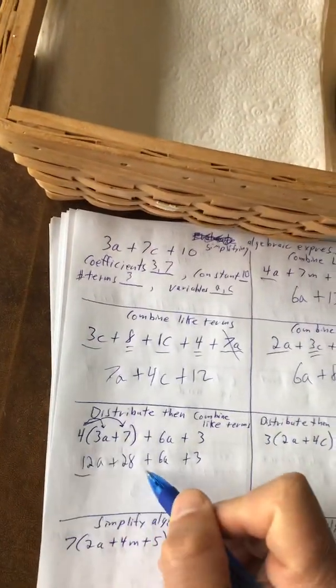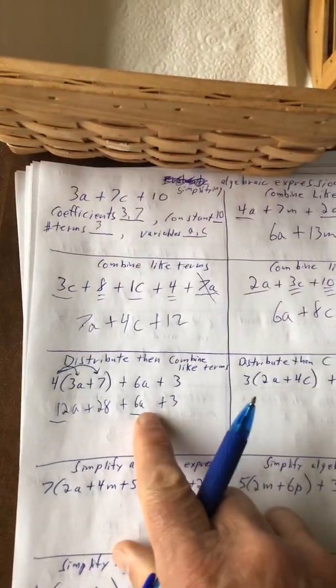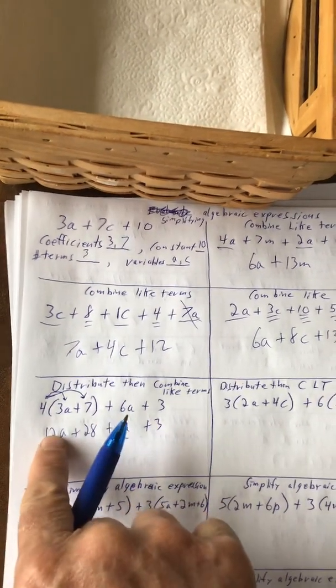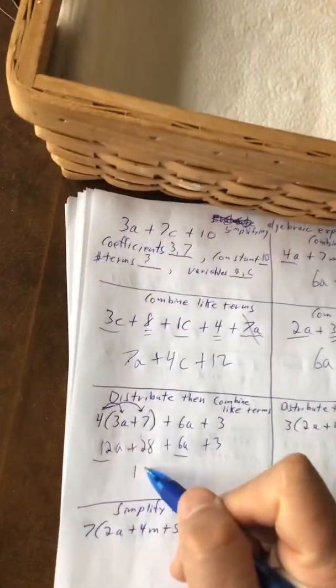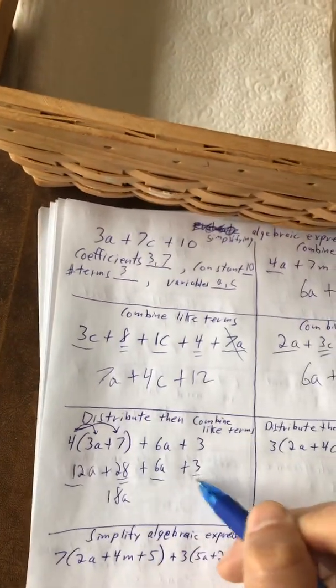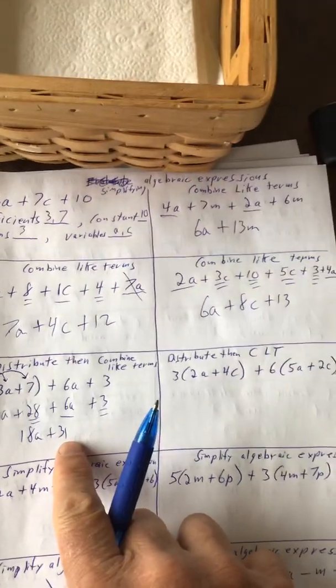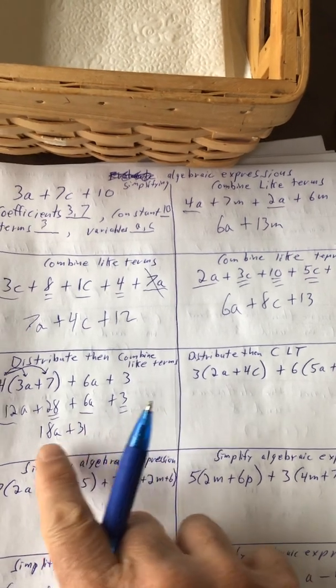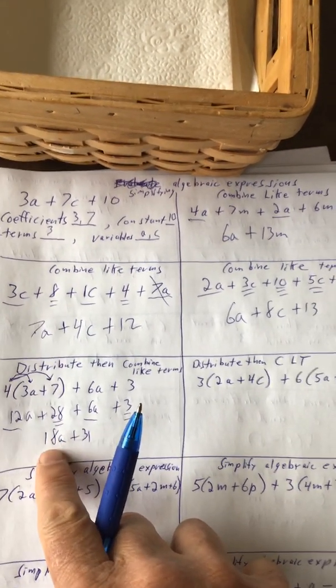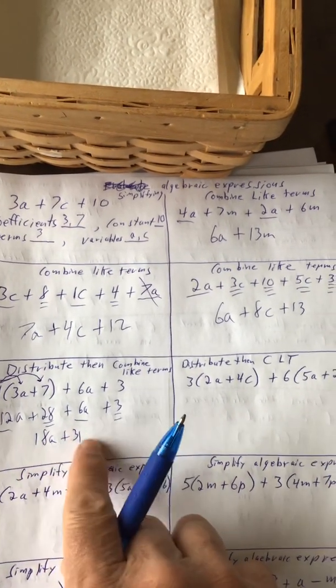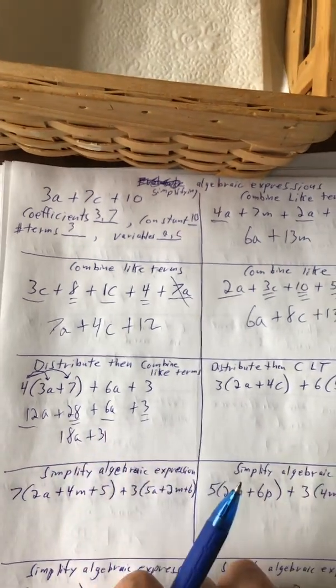So I'm going to go alphabetical. I'm going to go for the terms that have variables, and they're both a's. So 12a plus 6a, 12 alligators plus 6 alligators would be 18 alligators. And then just 28 plus 3 is positive 31. So that's just 18a plus 31. 31 is my constant, and 18 is my coefficient. A is my variable. How many terms are in this? 2, and this whole thing's called an algebraic expression.